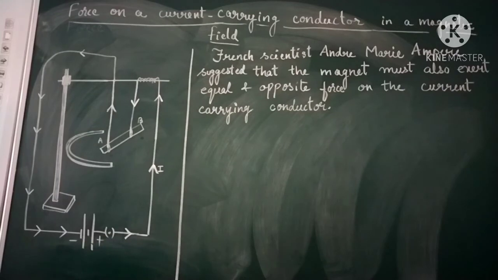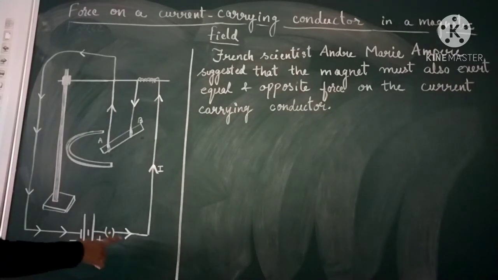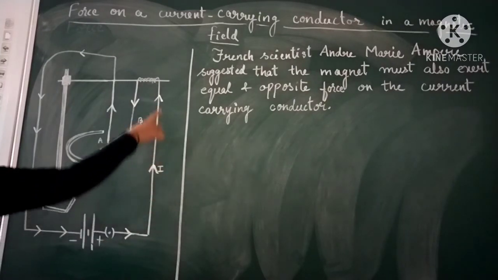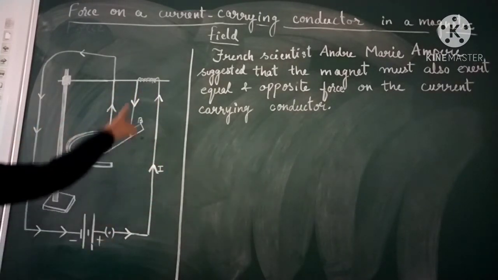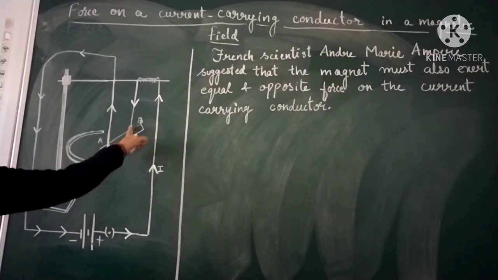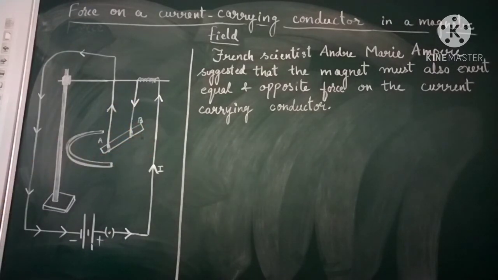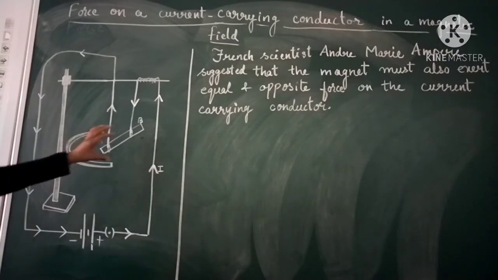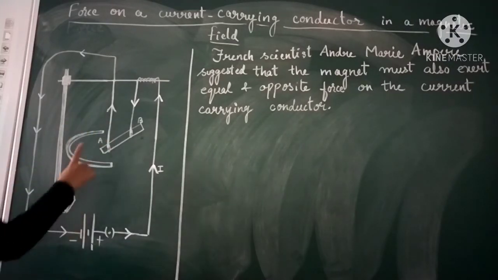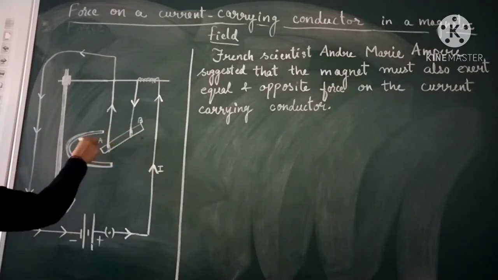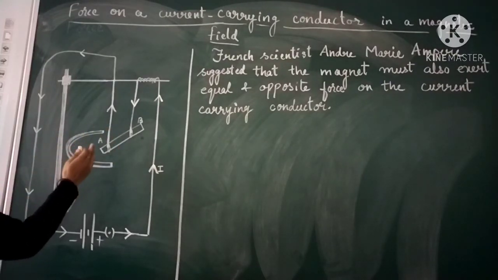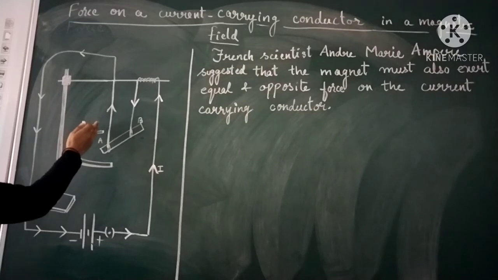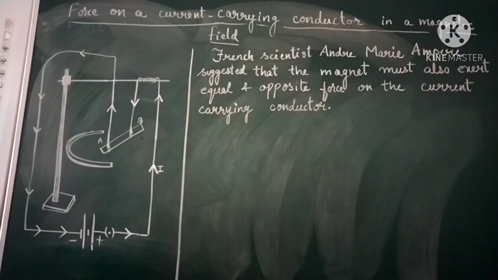This is a key, and when the key is closed, at that time the current starts flowing. This arrow represents the direction of the current which is flowing through the conductor. Now when the current flows through it, the current flows through the entire metal, right? And this whole metal has been placed just in between this horseshoe magnet. So here we have the north pole on one side, and on the other side we have the south pole.